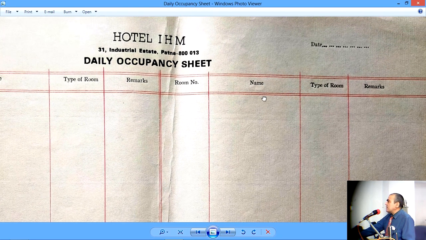So let us look at the format, the layout of this form, the daily occupancy sheet. The first thing you need to notice here is the date. As you know, it is the daily occupancy sheet, so it is prepared every day, and if required, it can even be prepared more than once on a given day due to various reasons. I'll explain those reasons a bit later. But let us first look at all the headings here.